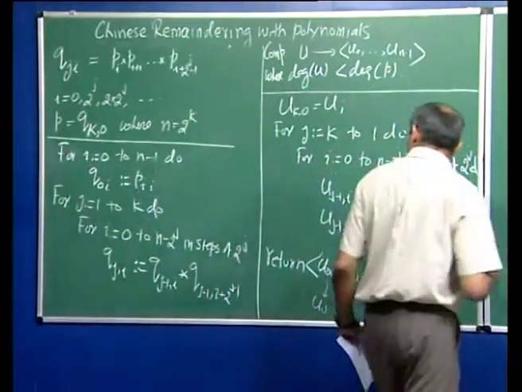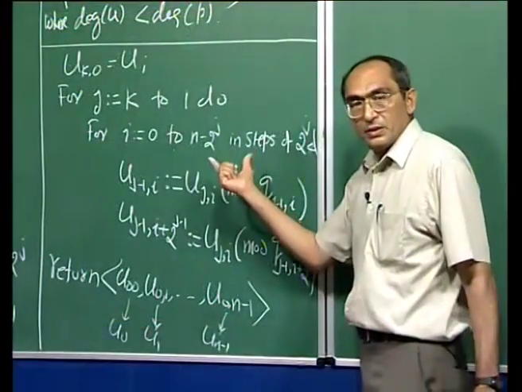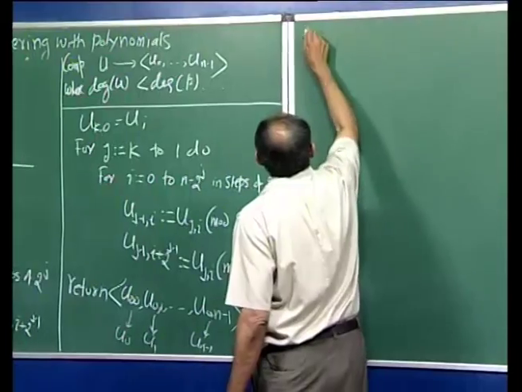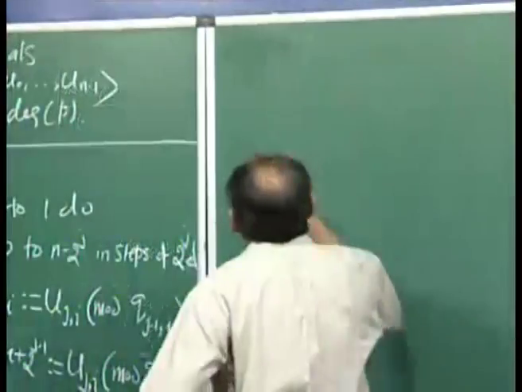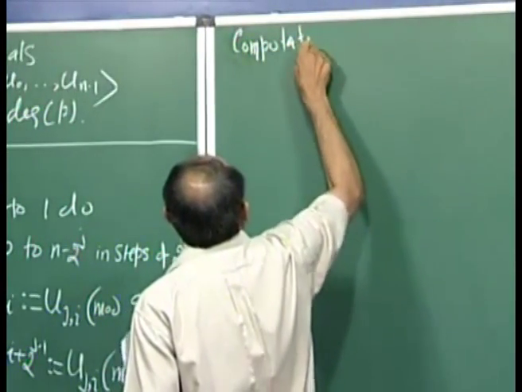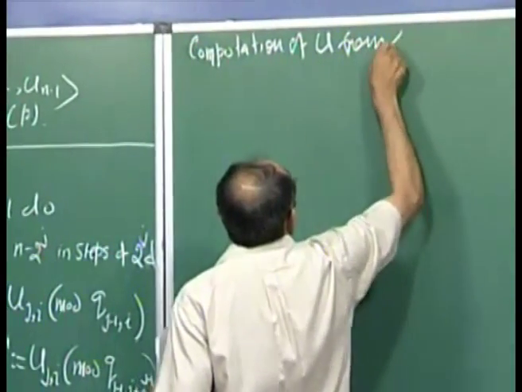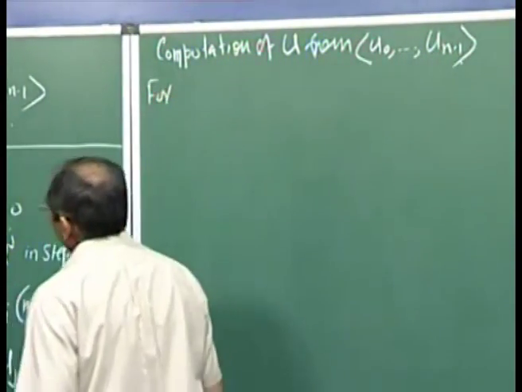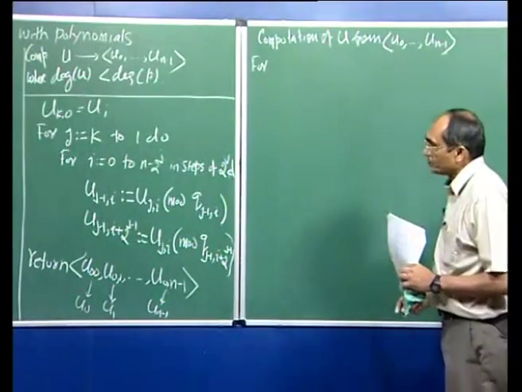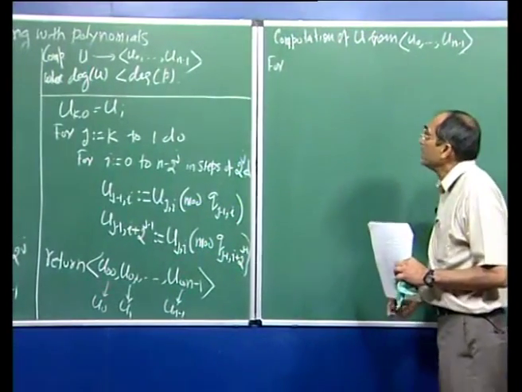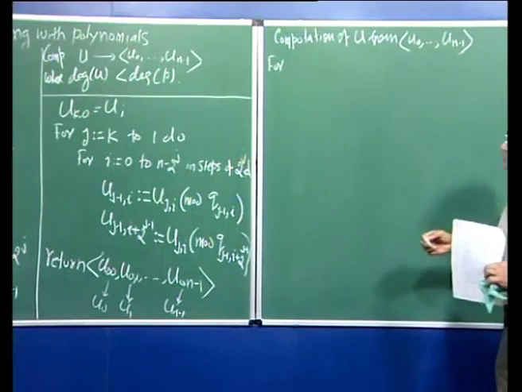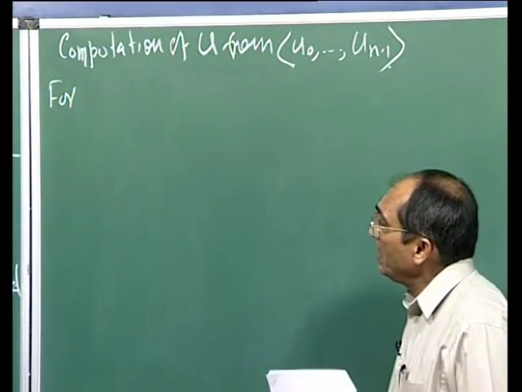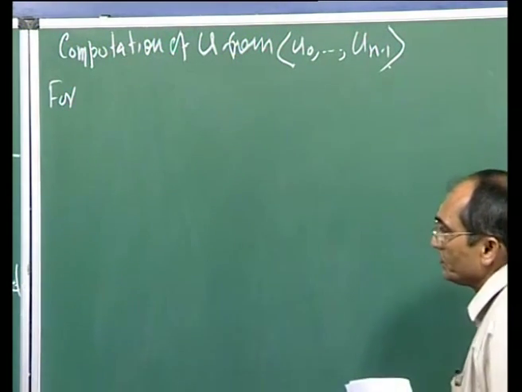And let me also write down the computation of u from the n tuple, and then we will look at the time complexity of each of these. Once again, this is the computation of u from the tuple u_0 through u_n minus 1. This is the reverse process that we have to do. Recall that we compute this by first computing d_i's, but I am assuming here that d_i's are given to you, and then we are going to compute u.